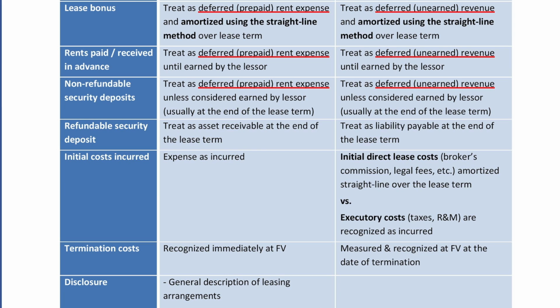Now, looking at the initial cost incurred, for lessee, we know it's expensed as incurred. For lessor, highlight initial direct lease costs like broker commissions, legal fees, etc. amortized straight line over the lease term. Also highlight executory costs like taxes, repairs and maintenance, insurance are recognized as incurred.